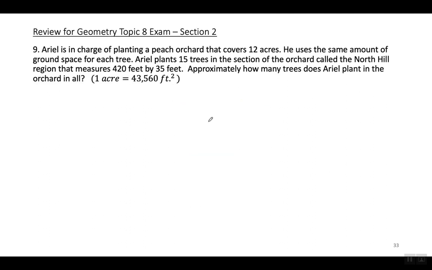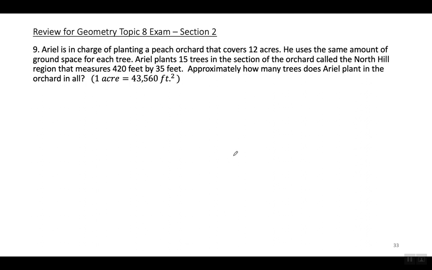Question number 9. Ariel is in charge of planting a peach orchard that covers 12 acres. He uses the same amount of ground space for each tree. Ariel plants 15 trees in the section of the orchard called the North Hill region that measures 420 feet by 35 feet. Approximately how many trees does Ariel plant in the orchard in all? 1 acre equals 43,560 square feet.